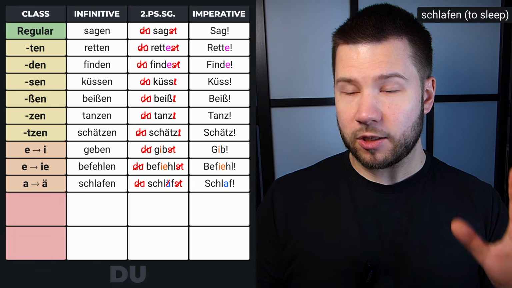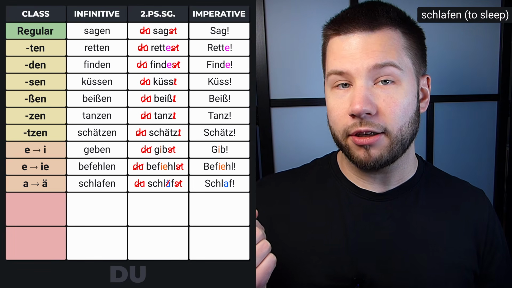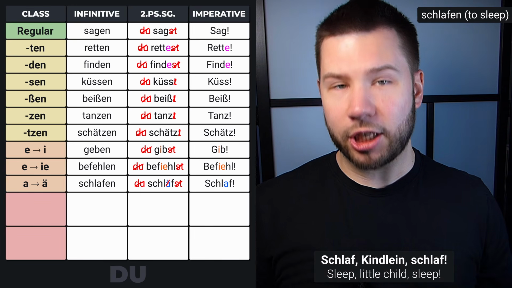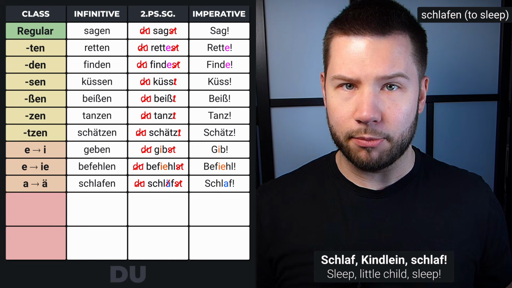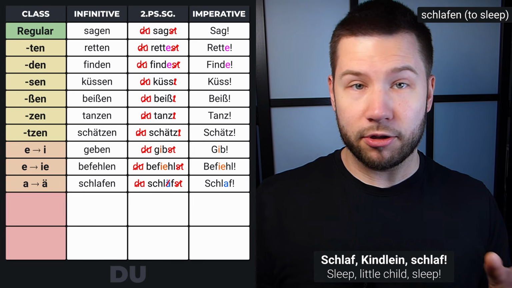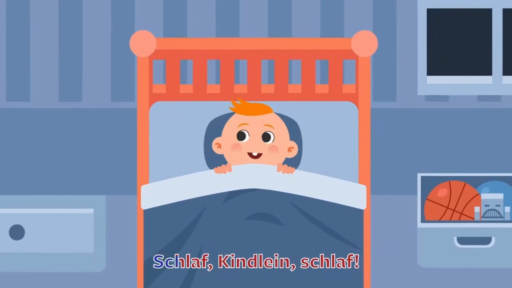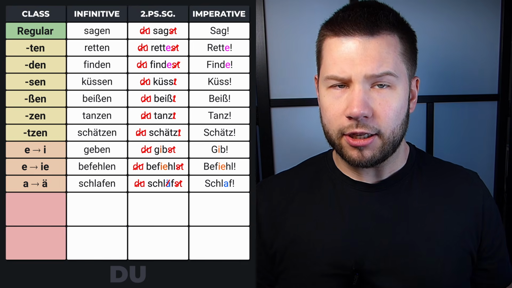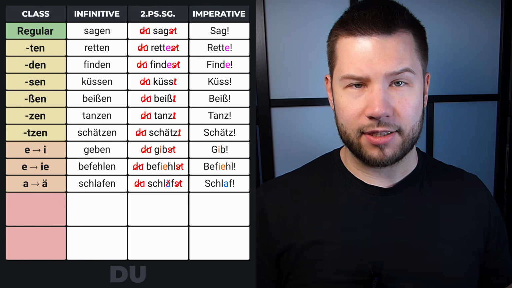I don't know why that is, but I guess we came up with that rule to not make German too easy to learn. Here's an example. Schlaf, Kindlein, schlaf. Sleep, little child, sleep. Which I might have taken from a very popular nursery rhyme in Germany. Schlaf, Kindlein, schlaf. And this irregularity applies to all verbs of this class.